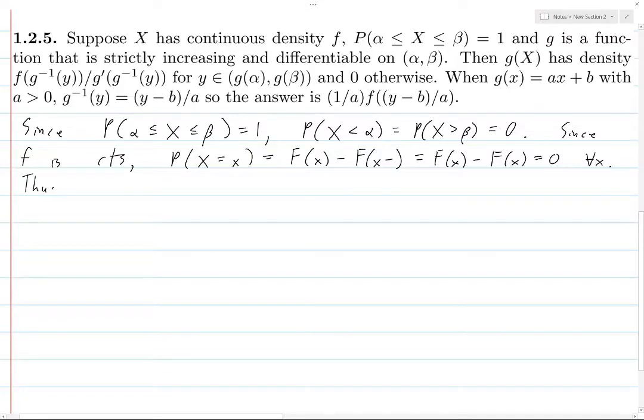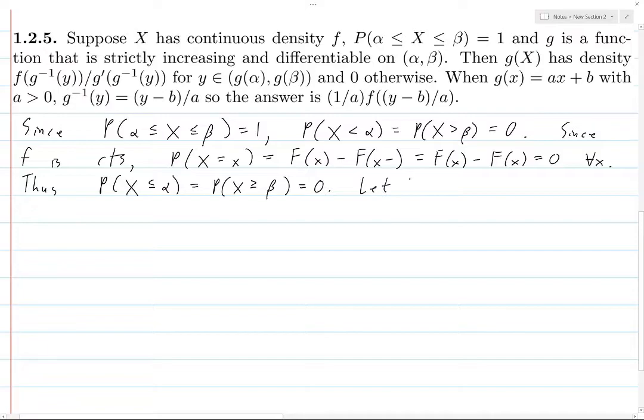And thus, we know that the probability that X is less than or equal to alpha is equal to the probability that X is greater than or equal to beta, which is equal to 0. We know this because the probability that X is less than or equal to alpha, I meant to say alpha instead of a, is equal to the probability that X is strictly less than alpha plus the probability that X is equal to alpha. And that's just from additivity of measures. Okay, so we know this.